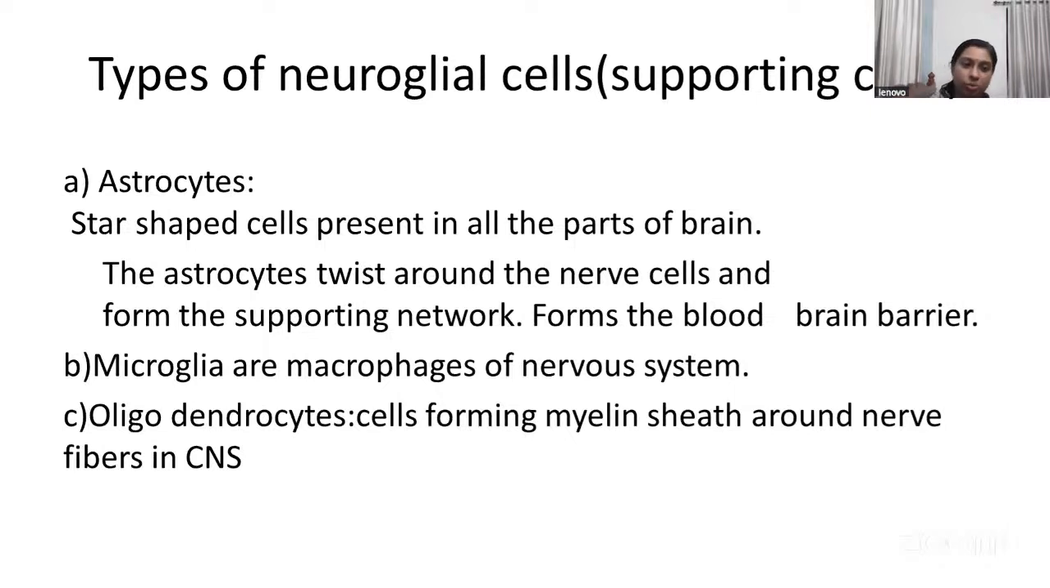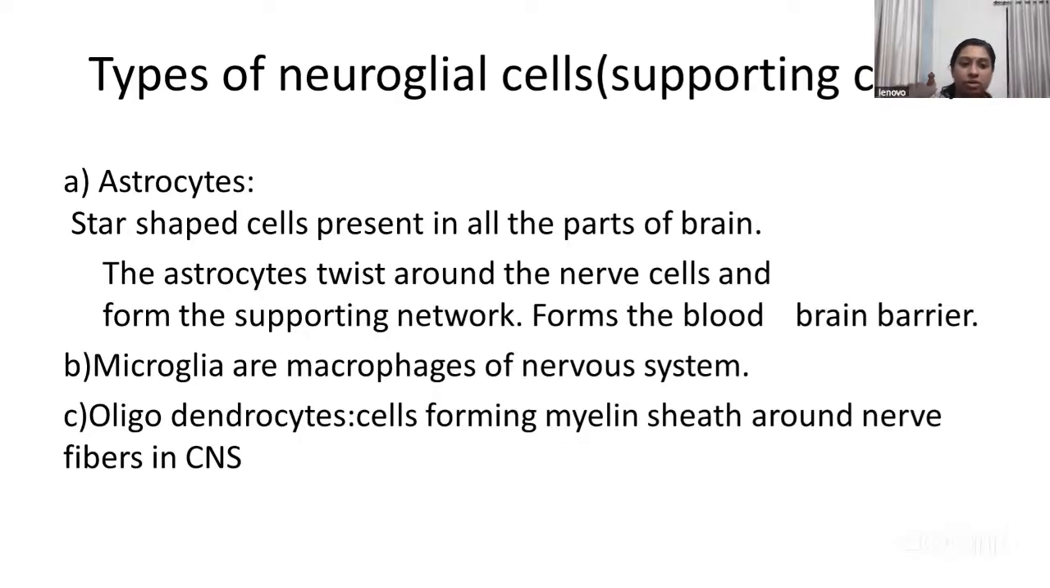Now coming to the supporting cells of the nervous system. Supporting, or the connective tissue supporting cells of the neurological cells. They are astrocytes, microglia, and oligodendrocytes. Astrocytes are star-shaped cells. They are usually present in all parts of the brain, and usually they twist around the nerve cells and form the supporting network. Also, they are responsible for the formation of the blood-brain barrier.